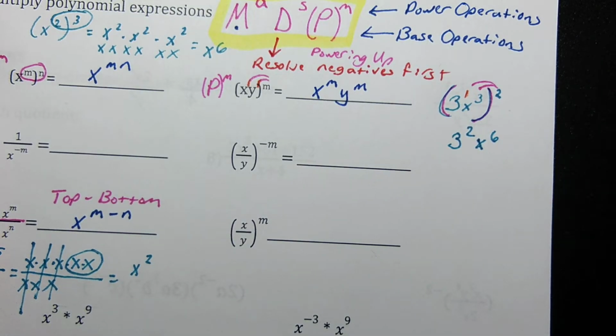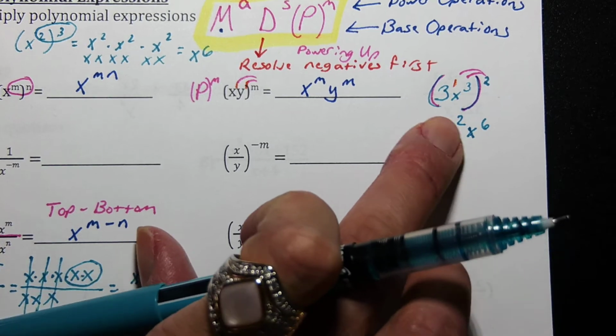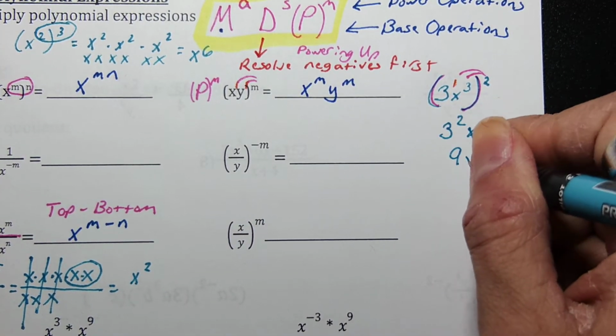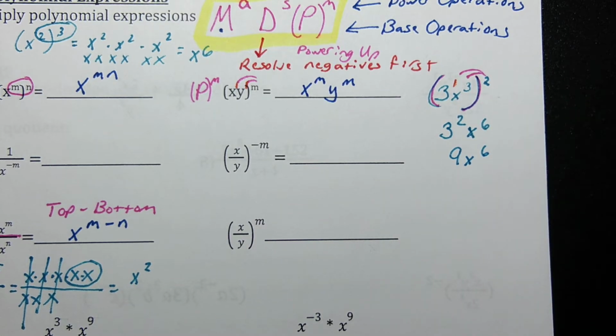It's 9. You're going to have bad days where you say that 3 squared is 6. That's okay. It's just a really common mistake, so something to be on the lookout for. We're just multiplying, adding, and subtracting, but it's really easy to kind of lose your head and accidentally say that 3 times 3 is 6 instead of the 9 it should be. So 9x to the 6 would be our final answer there.